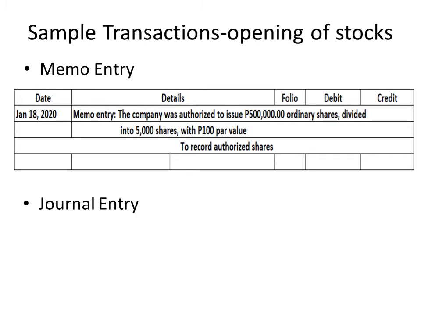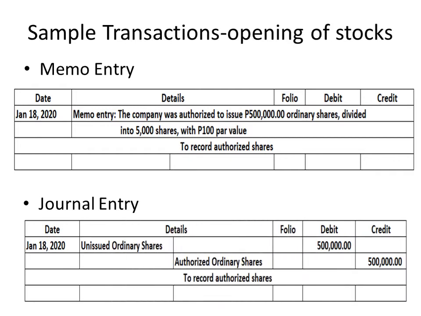How about our journal entry? The journal entry would be unissued ordinary share, 500,000, and authorized ordinary share, 500,000, to record the authorized shares. We just put this on the T account. It has no effect because unissued and authorized ordinary shares would have the same ledger balance, making it zero. And the narrative, we just put it so that we can determine how many shares have already been issued to the stockholders.